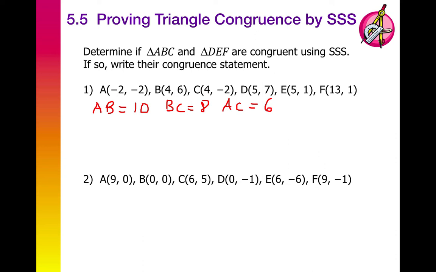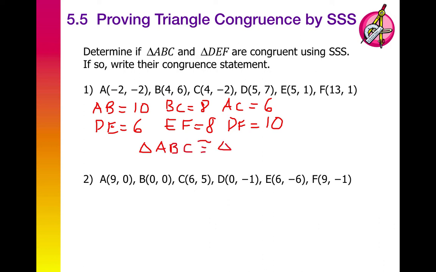Likewise, if I take DE, DE is going to turn out to be 6. EF is going to turn out to be 8. And DF is going to turn out to be 10. So if I match up the sides, then we know that triangle ABC is going to be congruent to triangle DFE.